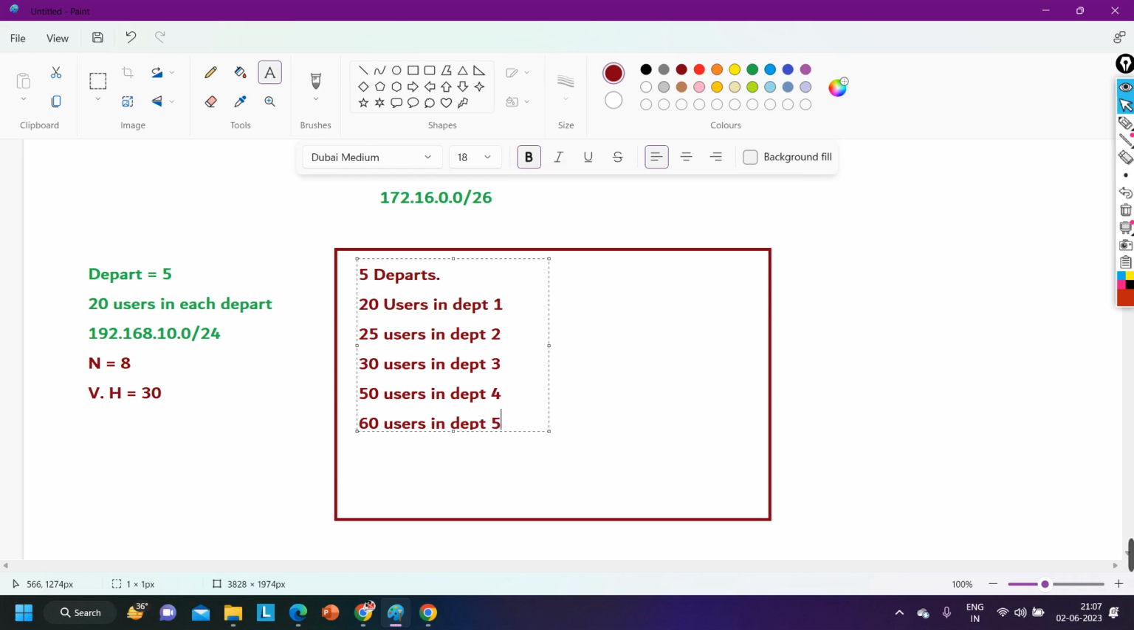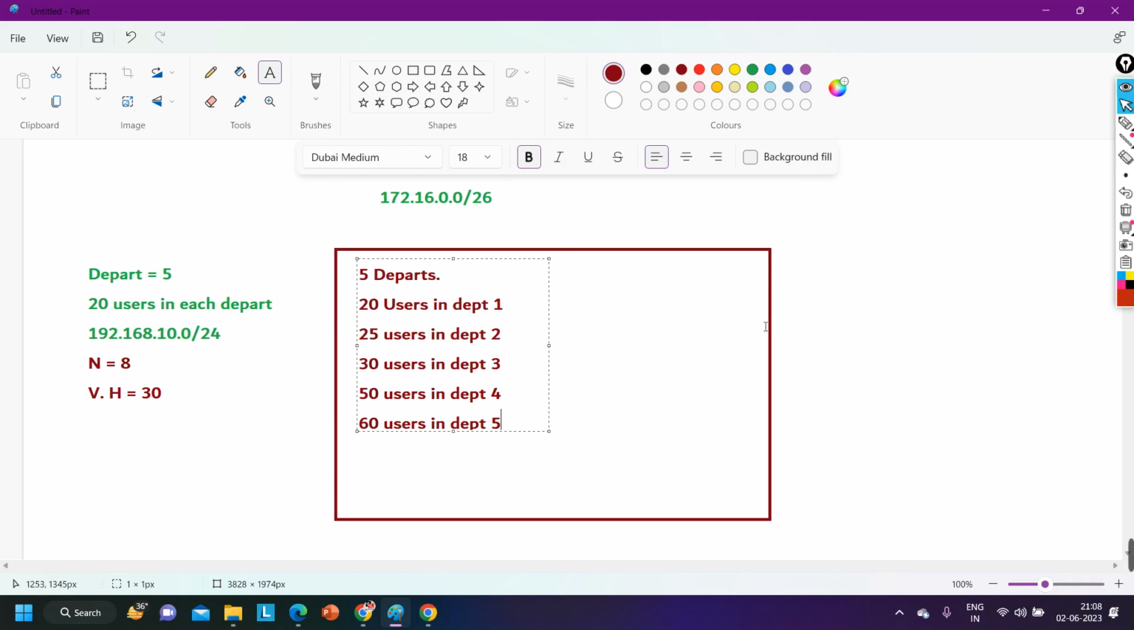No. Why? See, the total number of users in the organization is 60 plus 50, 110, plus 30, 140, plus 25, 165, plus 20, 185. Around 205 IP addresses are required. So why can I not use an IP address from class C? In class C, how many valid hosts are there? 254.